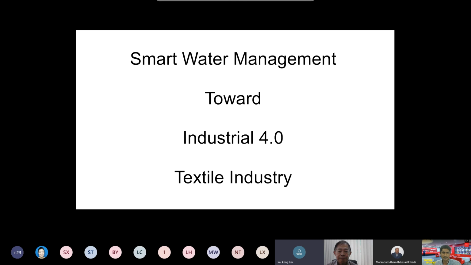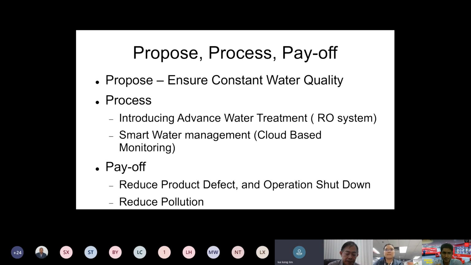Yes. Today my topic is smart water management toward Industry 4.0. Since my area covers most of the textile industry, today we are going to talk about some applications and how we manage water in the textile industry. The purpose of the presentation is to make sure the water has a consistent quality for the textile industry.